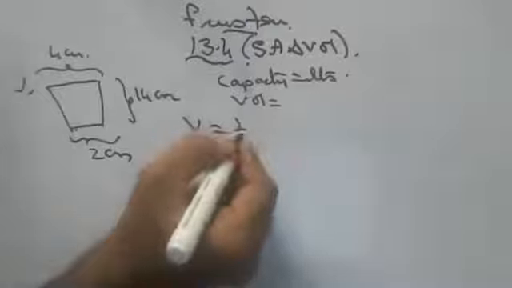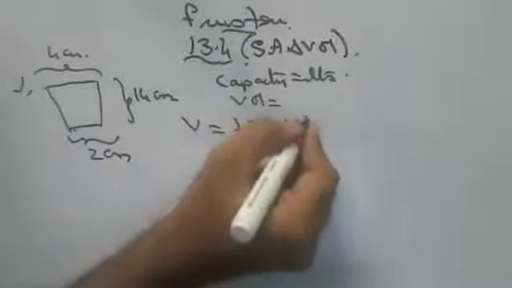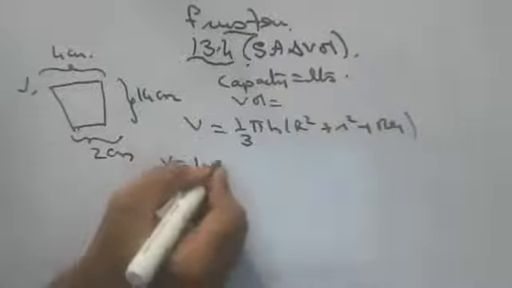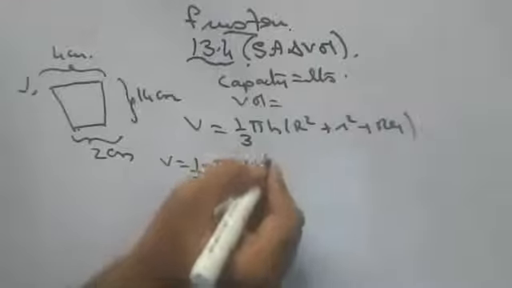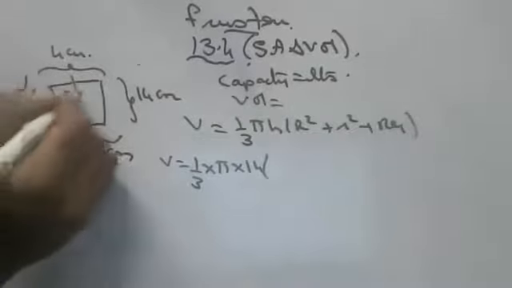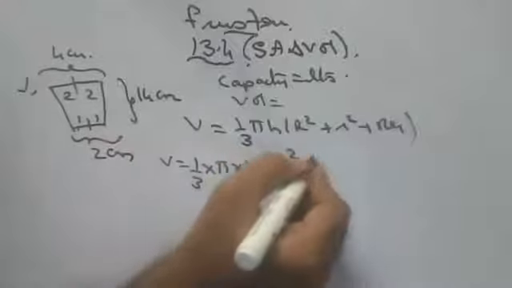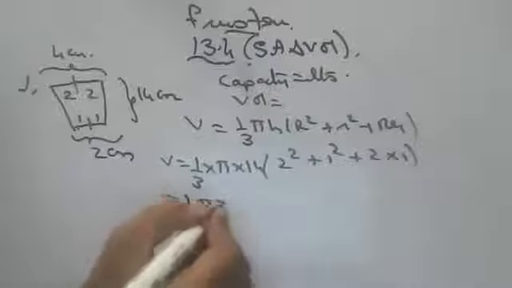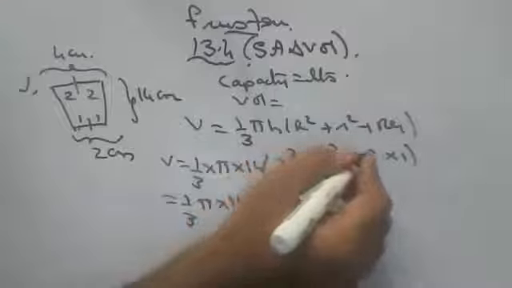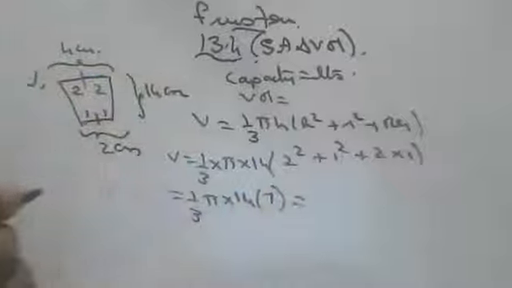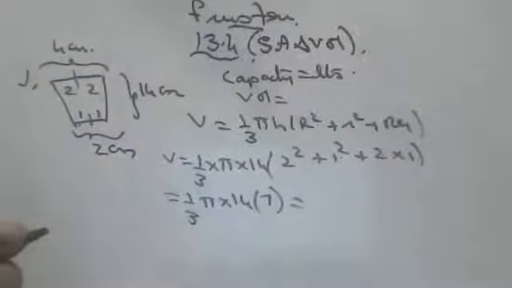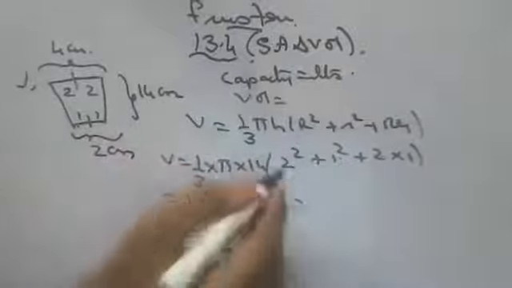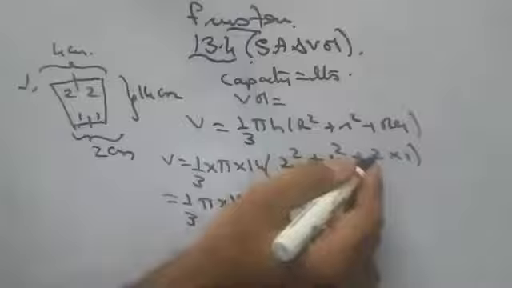So the volume of the frustum is 1 by 3 pi h (big R square plus small r square plus big R into small r). So 1 by 3 into pi into h, which is 14, into big R square. So this is 2, this is 2, this is 1. 2 square plus 1 square plus 2 into 1. So 1 by 3 pi into 14 into (4 plus 1 plus 2), that is 7.